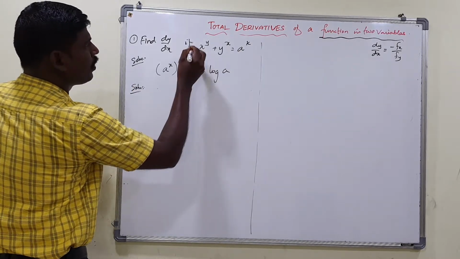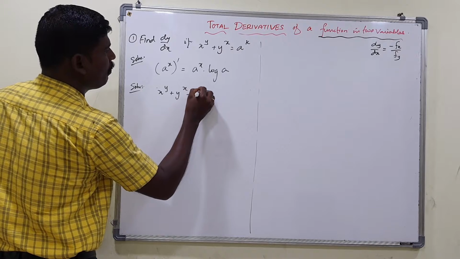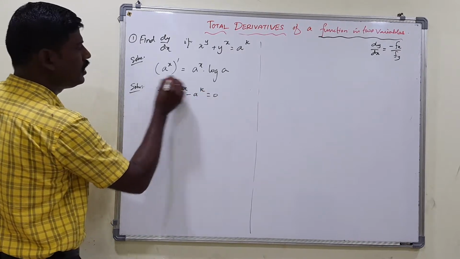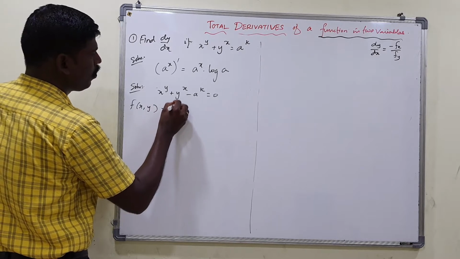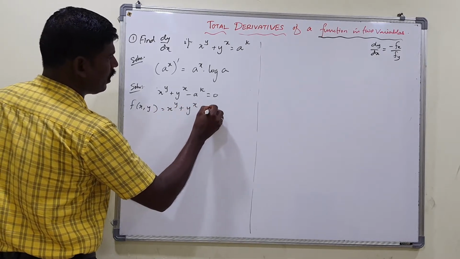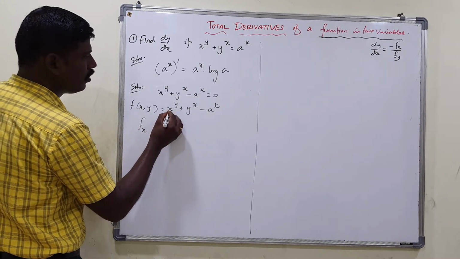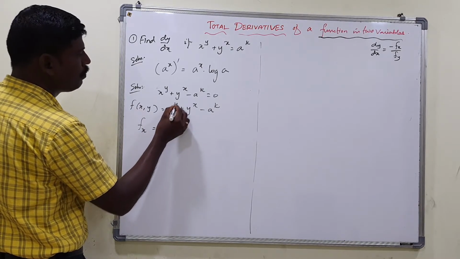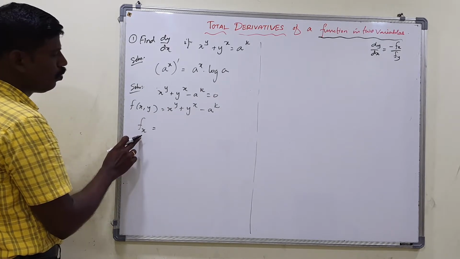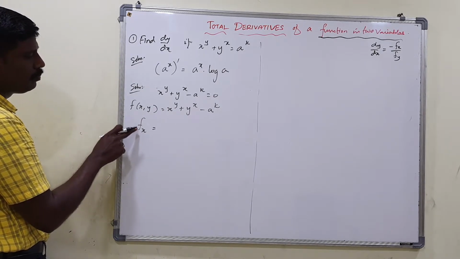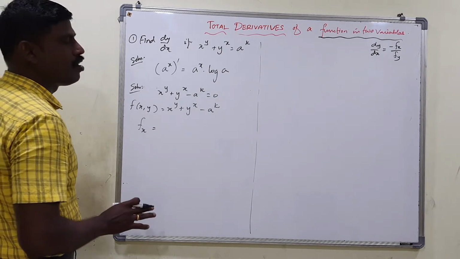So taking a power k to the left hand side, x power y plus y power x minus a power k equal to 0. Let us take this function as f of x comma y equal to x power y plus y power x minus a power k. Right? So taking partial derivative with respect to x. Here, x to the power y, isn't it? Y can be treated as a constant, because we are going to take partial derivative with respect to x. So other than x, all are constant, isn't it?